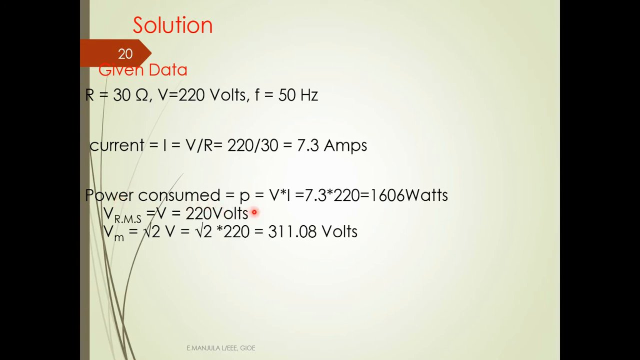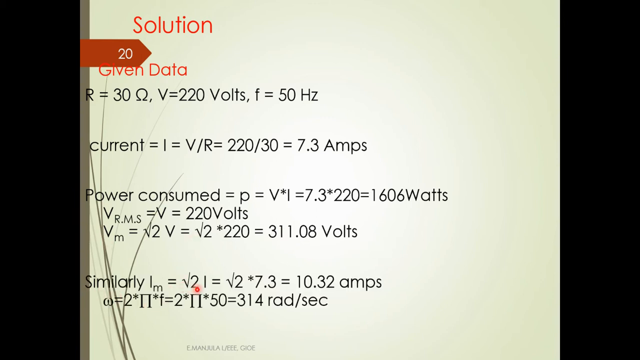So the power consumed P is equal to V into I, which is 7.3 into 220, giving 1606 watts, and V RMS is equal to 220 volts. And what will be the V maximum? V maximum is equal to root 2 into V, which is root 2 into 220, which is 311.08 volts.